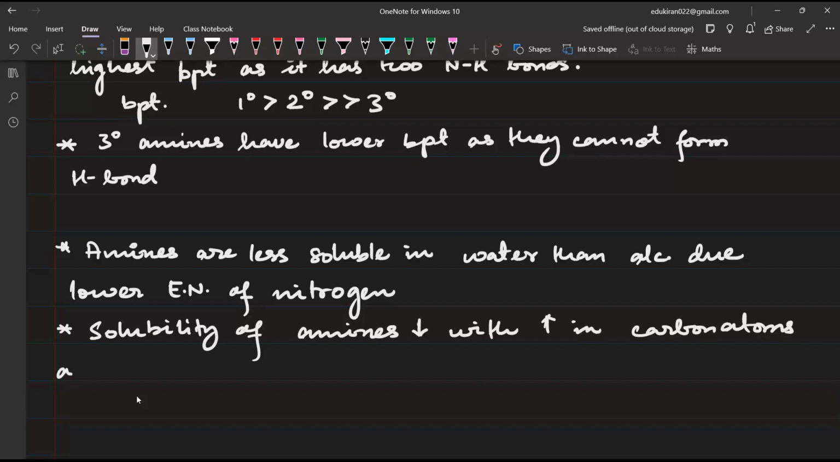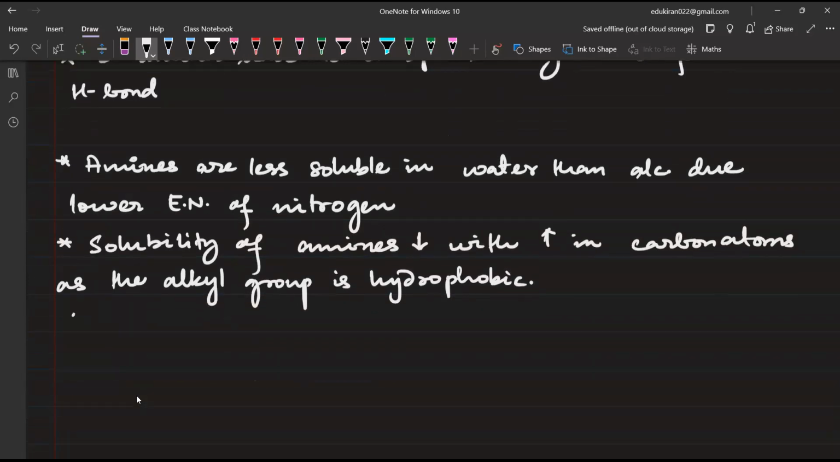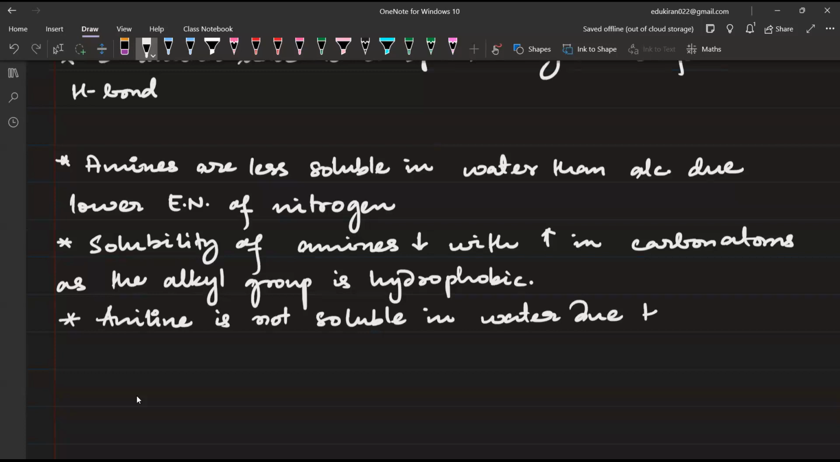as the alkyl group is hydrophobic. Last point you can write is aniline is not soluble in water due to bulky benzene ring.